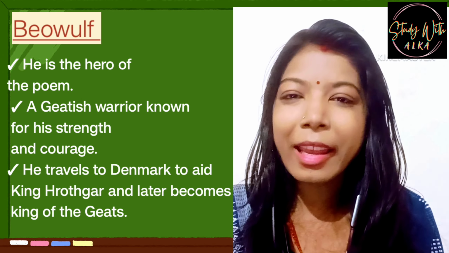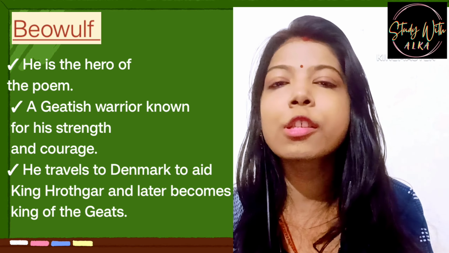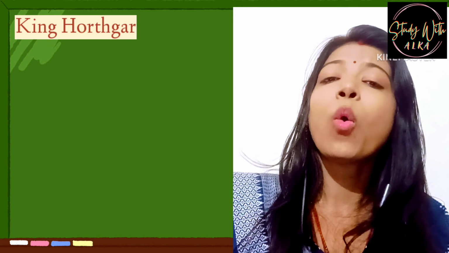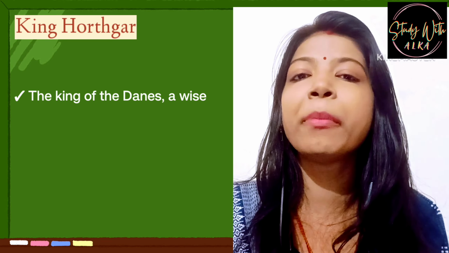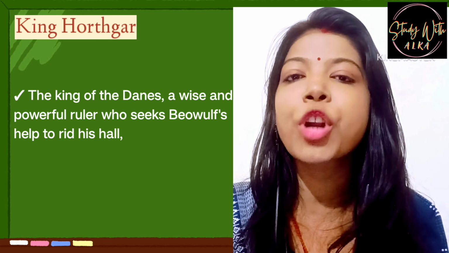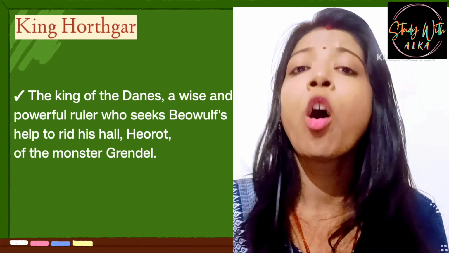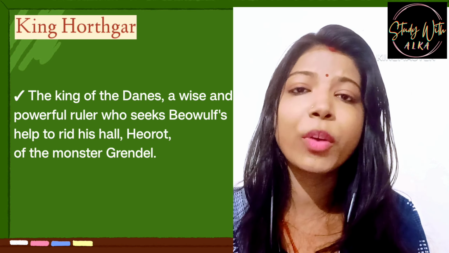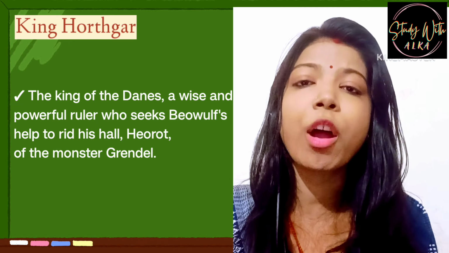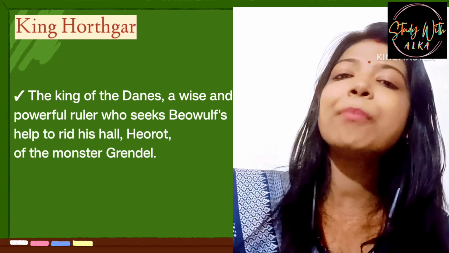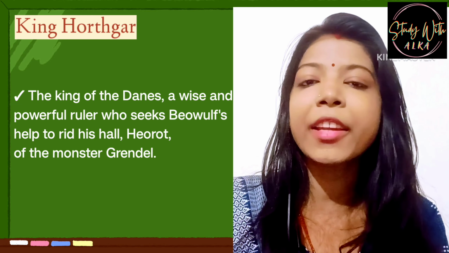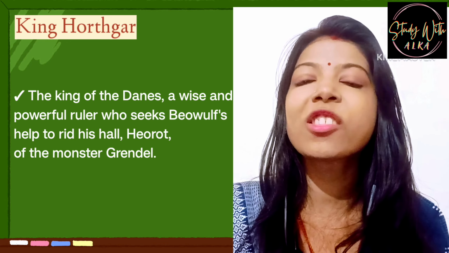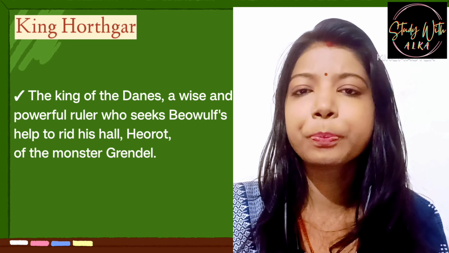Beowulf is the prince of the Geats, which is part of southern Sweden. When he hears about the miserable time, the struggles of King Hrothgar, the king of Denmark, he comes to Hrothgar, enters Denmark, and is ready to face the monster Grendel.